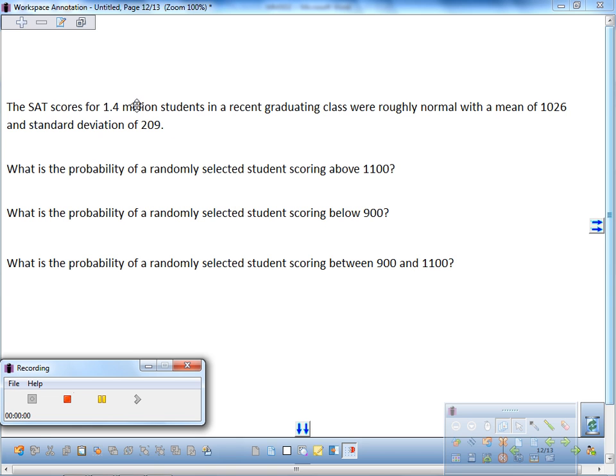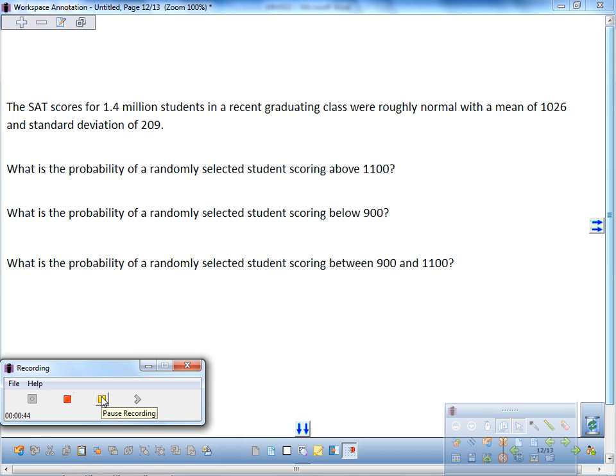SAT scores for 1.4 million students in a recent graduating class were roughly normal, with a mean of 1026 and a standard deviation of 209. And we want to find the probability. Let's start out with number one, to find the probability of picking somebody that scored over 1100.